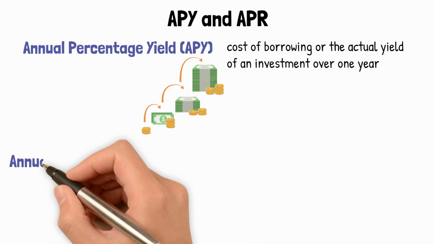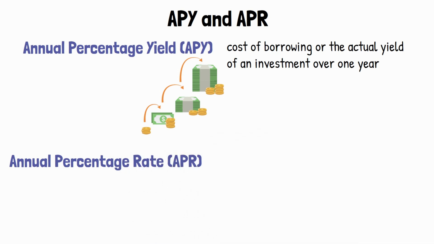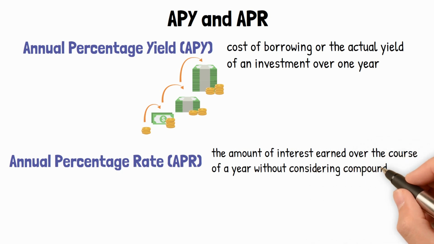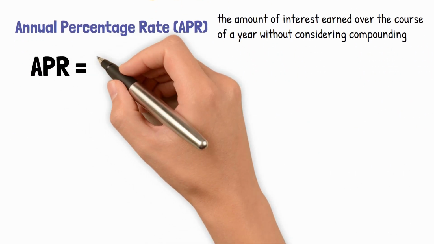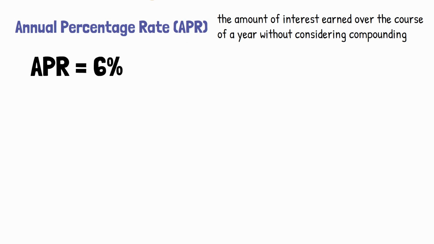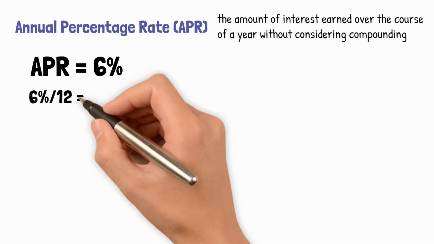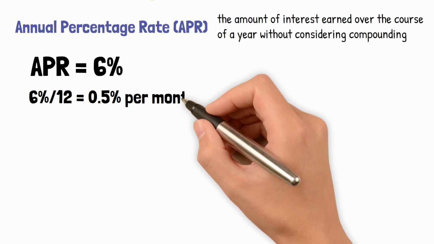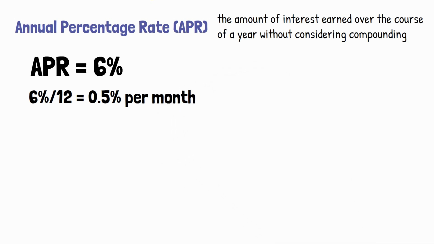Annual percentage rate, on the other hand, commonly called APR, means the amount of interest earned over the course of a year without considering compounding. For example, if the APR is 6%, this means that you can break the monthly interest rate down to 0.5% per month. You can simply divide the APR by 12 to get the monthly interest rate.